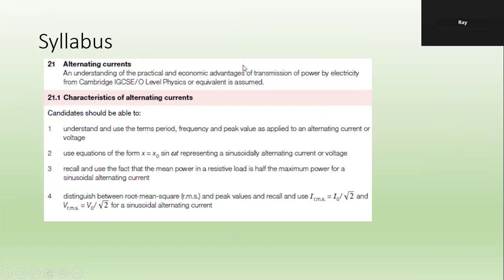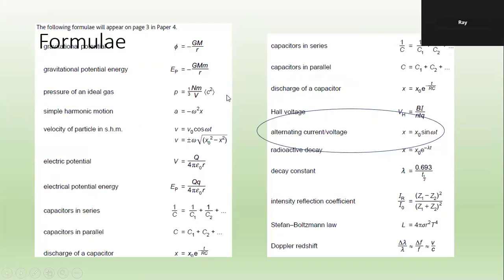I'll go briefly through your O level or IGCSE or SPM syllabus on transmission of electricity. That's the neat thing. You can use I or you can use V. Both of them have the same formula for alternating current.